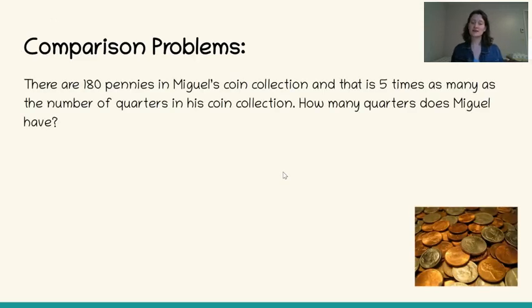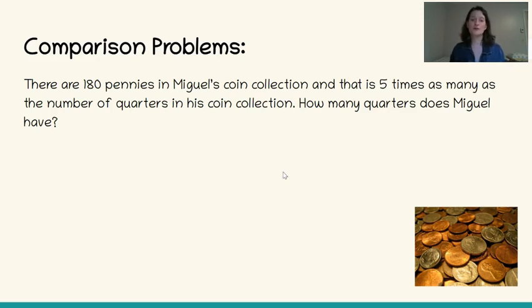Now, page 136 has 4 problems on it, and we're just going to do one of these problems together. We're going to work on question 7 because it is using these comparison bars and it's asking a question that is slightly different. It's kind of fun. So this question says, question 7, there are 180 pennies in Miguel's coin collection, and that is 5 times as many as the number of quarters in his coin collection. How many quarters does Miguel have?